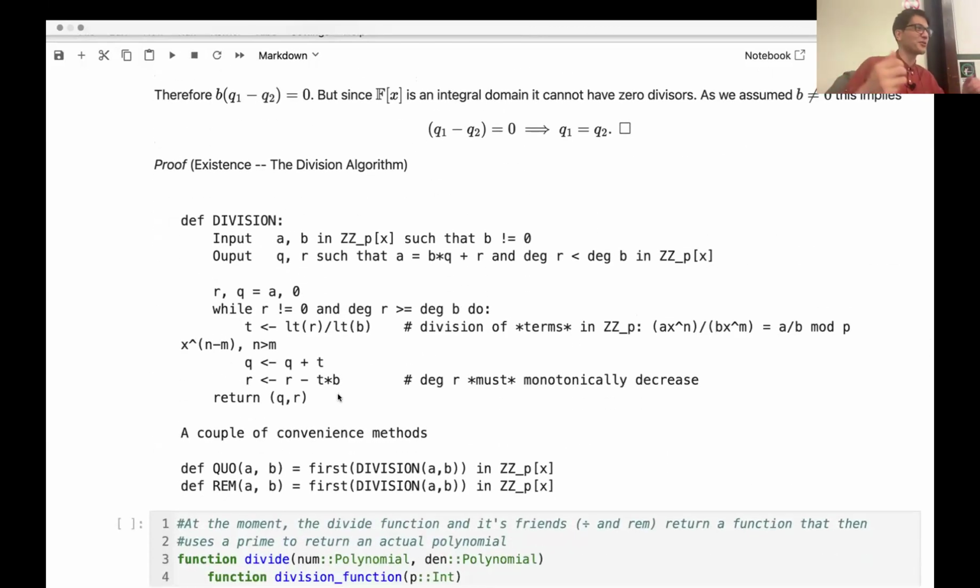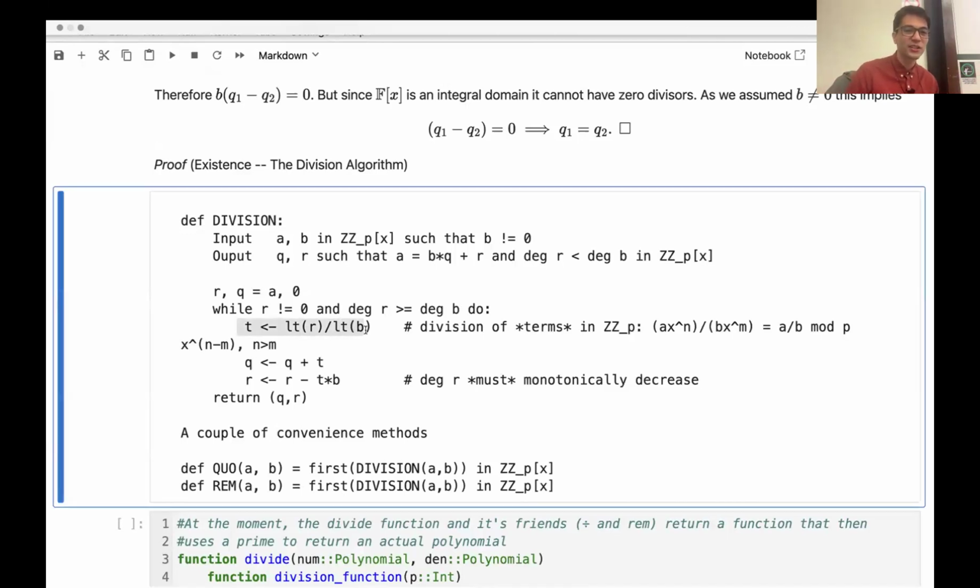How do I prove existence? I tell you how to construct it, right? I just give you an algorithm for doing so. So here's the division algorithm in pseudocode, where this is really the only thing we care about: I'm pulling out leading terms of the divisor, and I'm trying to eliminate.